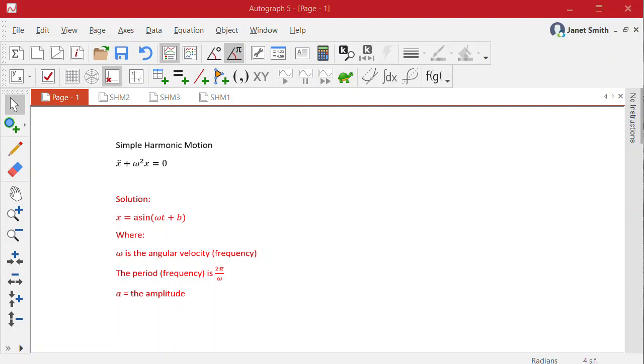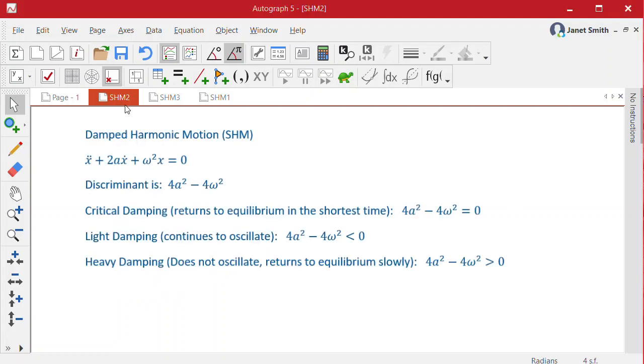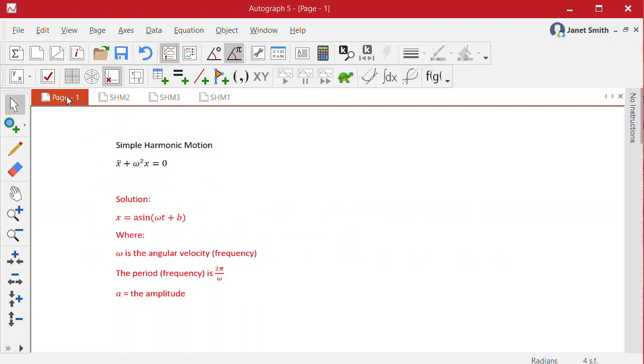We're going to look at simple harmonic motion and damped harmonic motion. Looking at simple harmonic motion, we've got our equation here, and the solution to that is x = a sin(ωt + b). We've got ω as the angular velocity, the period is 2π over ω, and a is the amplitude.